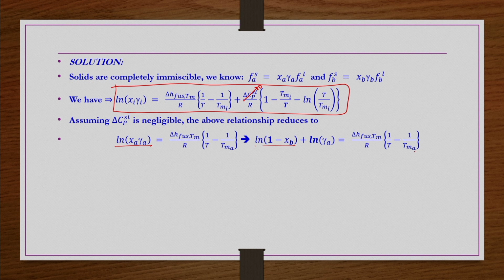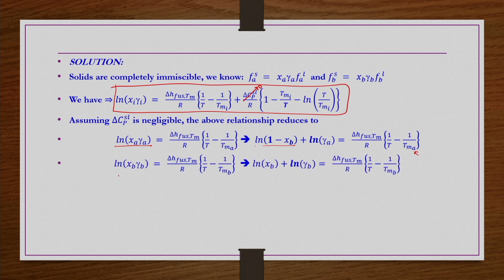Now, Tmi, in place of i, I am writing A. Similarly, for component B, if you write ln Xb gamma B equals delta H fusion at Tm divided by R multiplied by (1 by T minus 1 by Tmb) for component B. Here also ln Xb gamma B, I can write as ln Xb plus ln gamma B. So, then we have the right hand side as it is without any change.